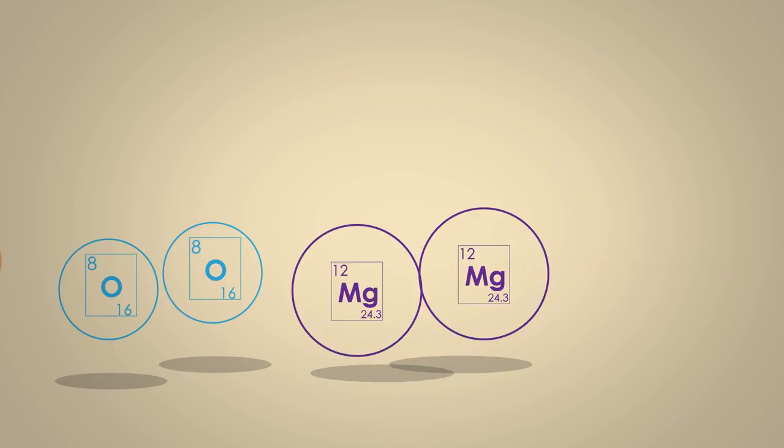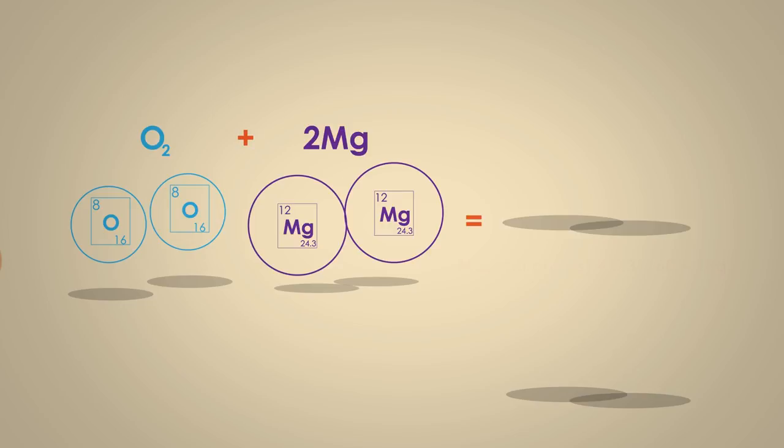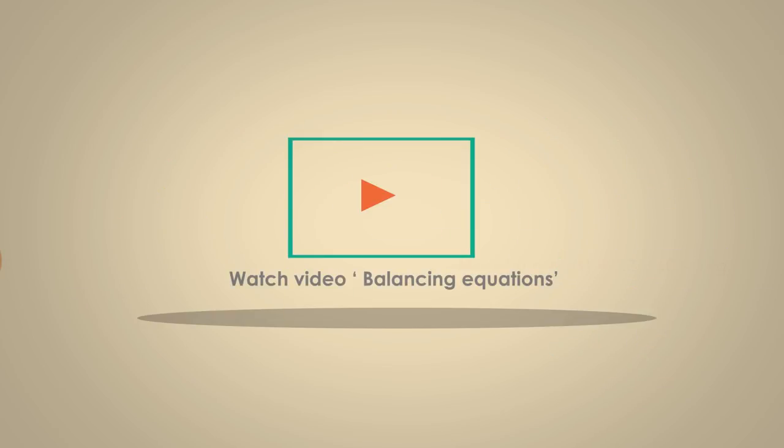Similarly, 2 molecules of magnesium and 1 mole of oxygen react to create only 2 moles of magnesium oxide. If this seems hard, watch our video, Balancing Equations.